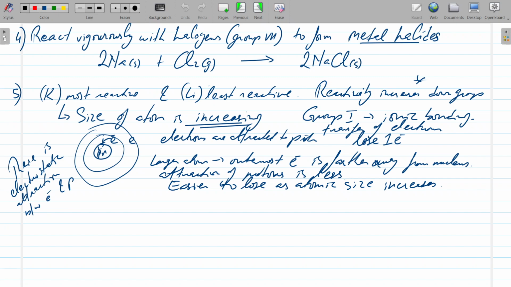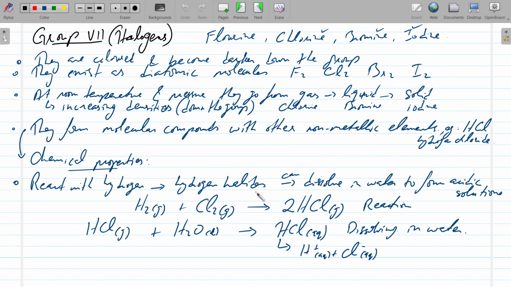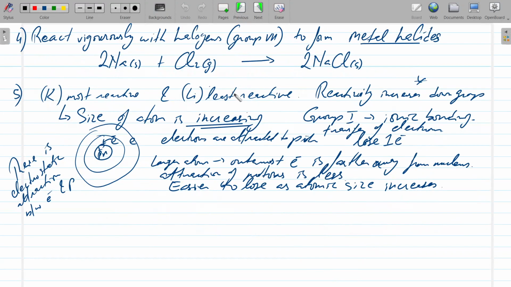Right. As we talked about, the reactivity increases down the group, and I mentioned the reason why that happens, and that's stated over here. Right, group 2 is pretty much the same. The properties and chemical properties of group 2 are pretty much the same.